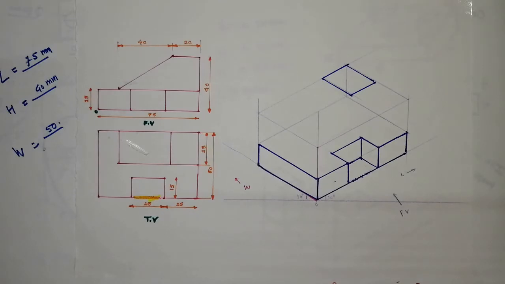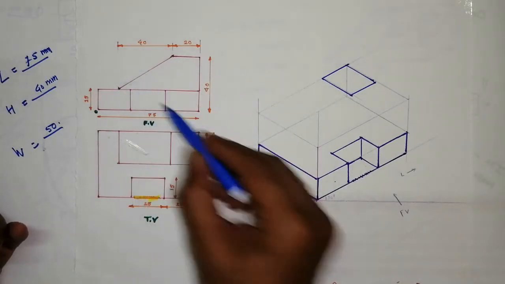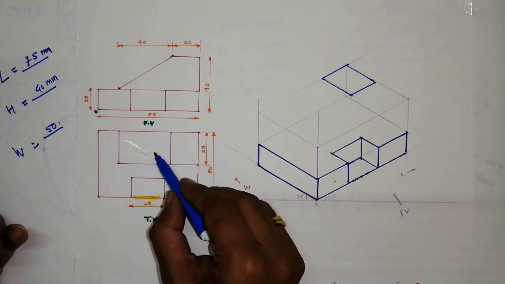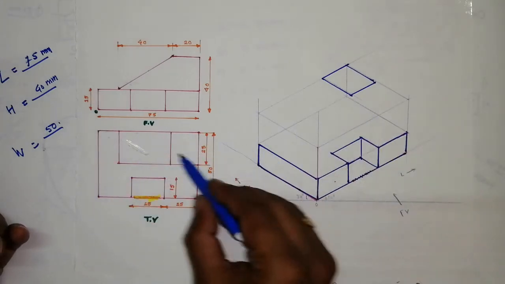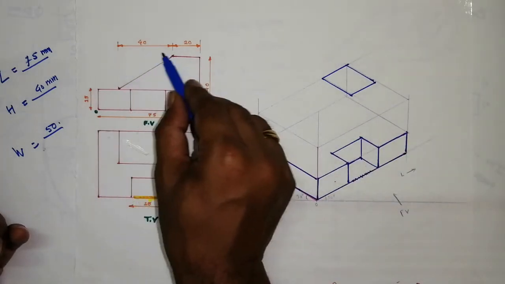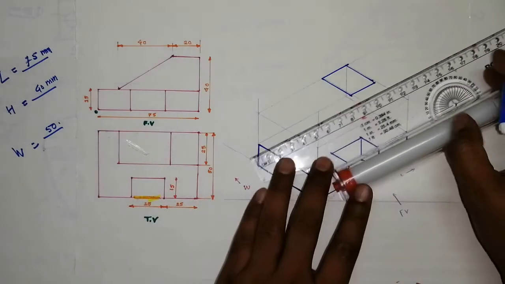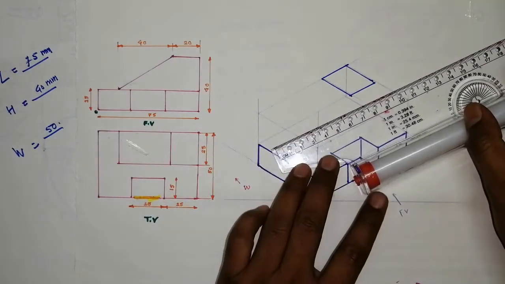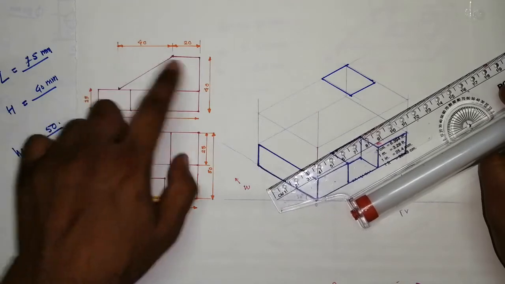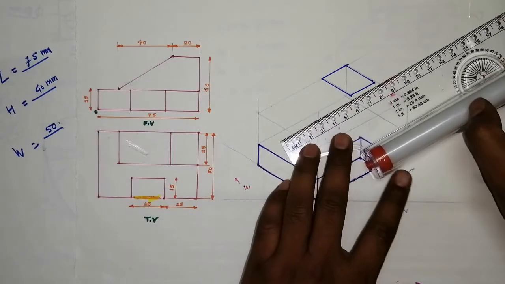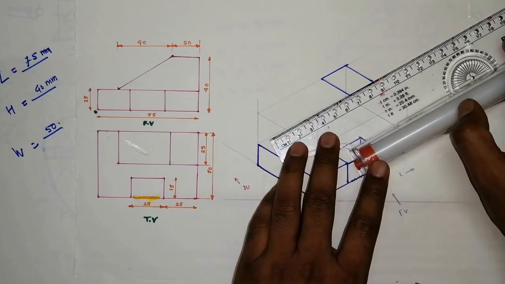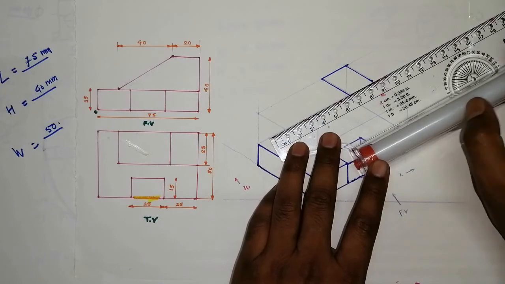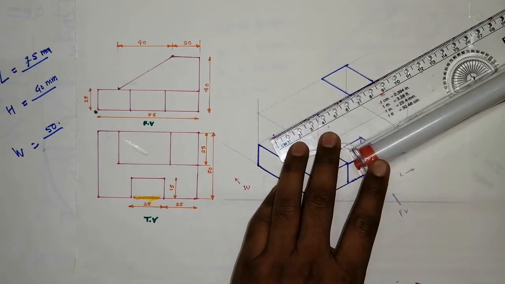Now after that we have this inclined line. In front view it is an inclined line, in top view it is a rectangle. So it comes at a length of 40, so 40 from 60, or 60 from this corner. Okay, so I am taking here 60, it is 60 here.